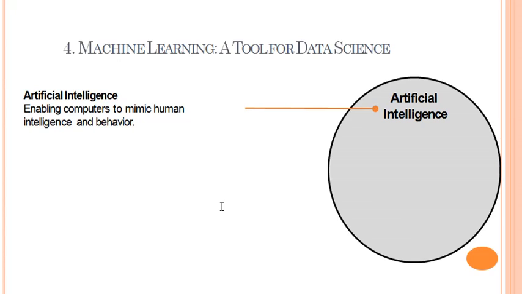So now we will have some introductory material on artificial intelligence and machine learning, and we will see how we can apply this in data science, and how machine learning is basically helping us to solve different problems through data science.